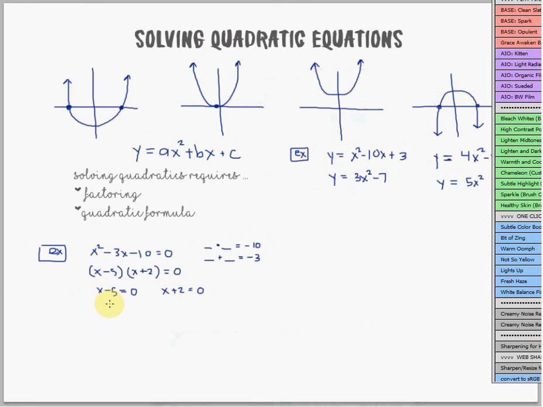So we add 5 to both sides to find that x equals 5 is a solution, and x equals negative 2 is a solution. Okay, so we're finding those solutions. These are the factors, these are solutions. So up here, these are factors, and these are your solutions, okay?